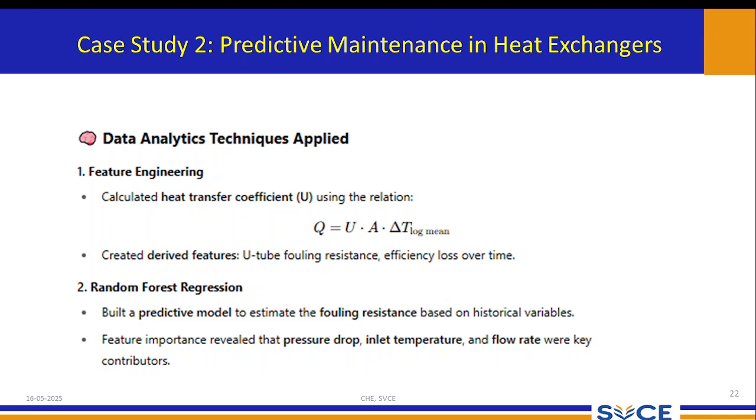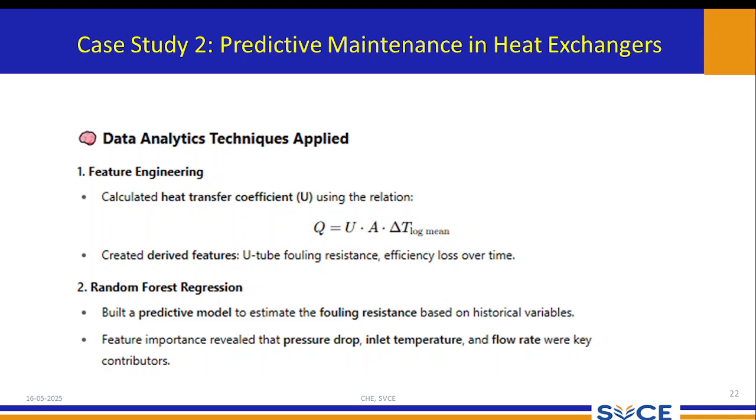The second point is random forest regression. Build a predictive model to estimate the fouling resistance. We need to build the predictive model to estimate the fouling resistance based on the previous, that is, historical data. Feature importance reveals that pressure drop, inlet temperature and flow rate are very key contributors. So it is like a dimensionality reduction.